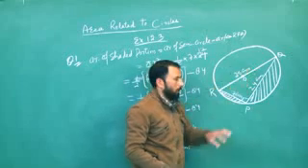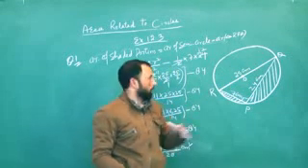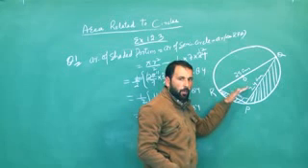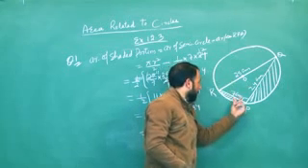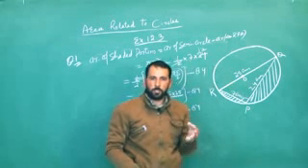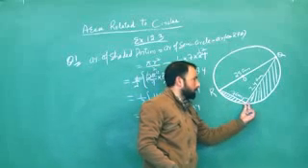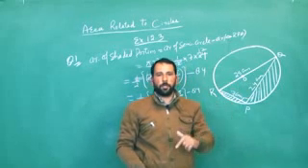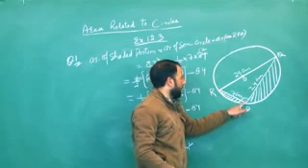Clearly, in this figure, we have a combination of figures. We have a circle and a triangle. In this triangle, this triangle lies in the semicircle. So this angle is equal to 90 degrees, because the angle in a semicircle is equal to 90 degrees. So this angle is 90.